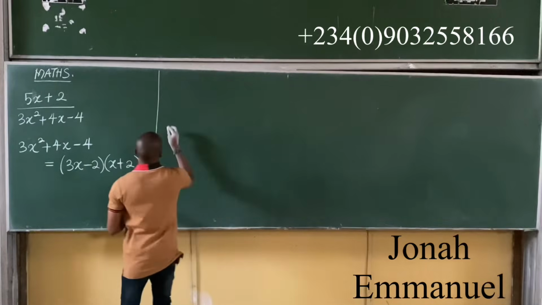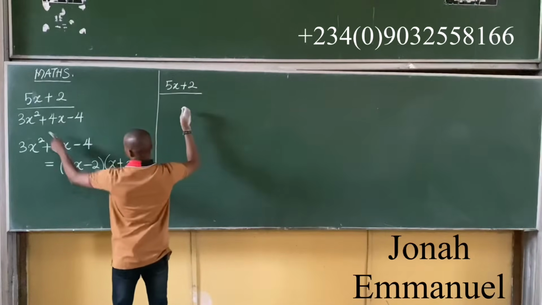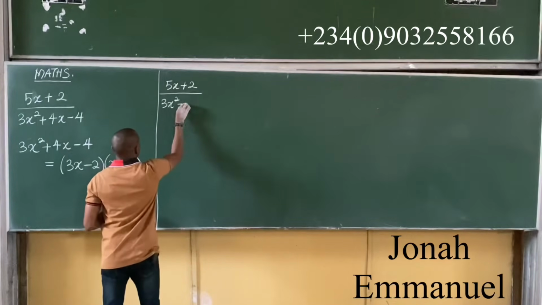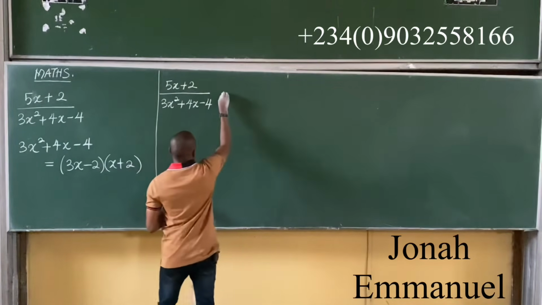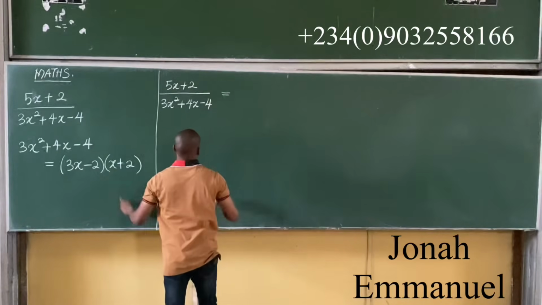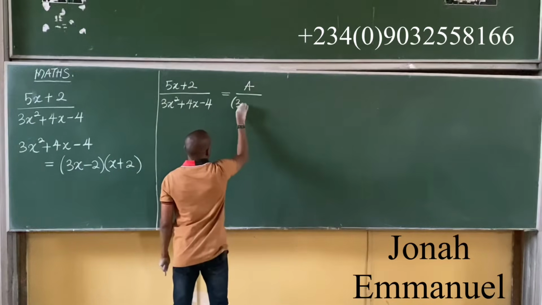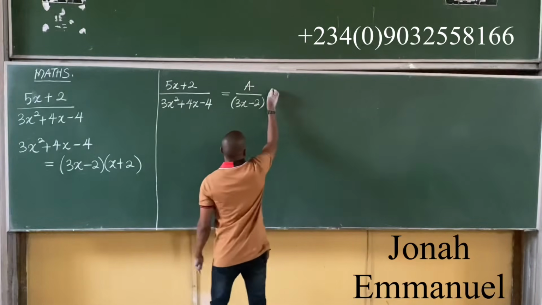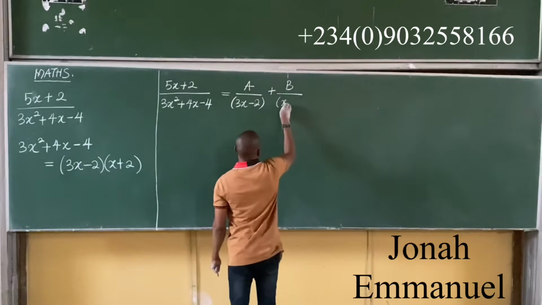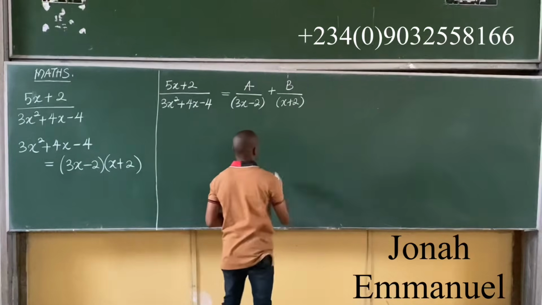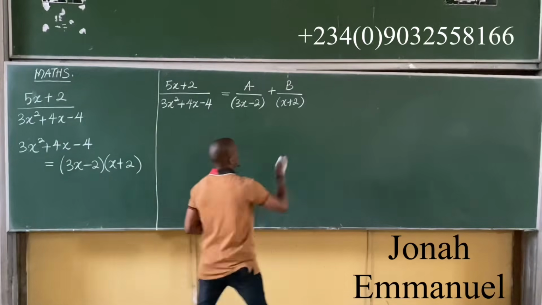So this will now be 5x plus 2 all over 3x squared plus 4x minus 4. This being equal to a all over 3x minus 2 plus b all over x plus 2. So this now becomes the form of quadratic equation. My next task here is to get the LCM.